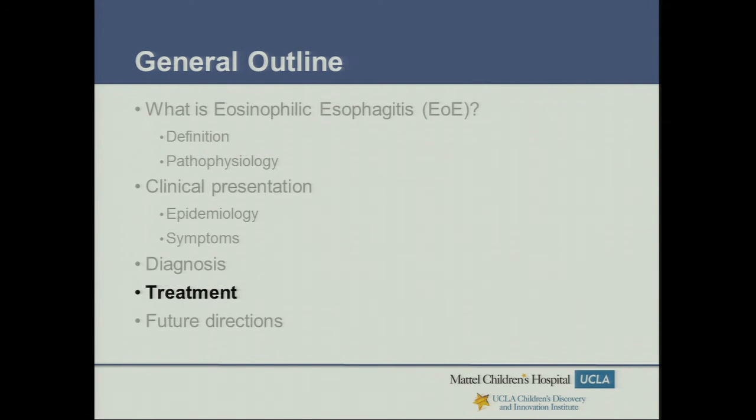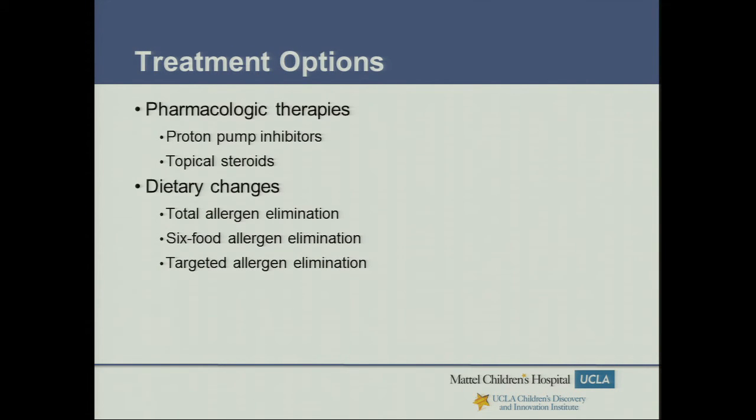So we've gone over the clinical presentation and the diagnosis of EoE. How do we actually treat it? Fortunately, we have a number of treatment options for these patients. And for me, the option that I choose will oftentimes depend on the patient and the family's preferences. So we'll talk about the pharmacologic therapies and the dietary therapies that are available.